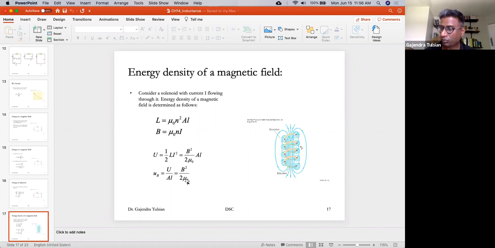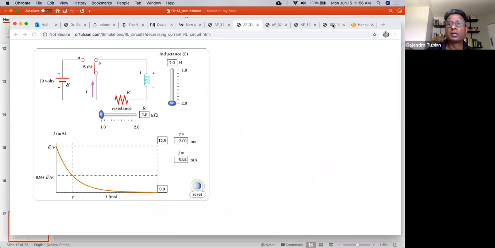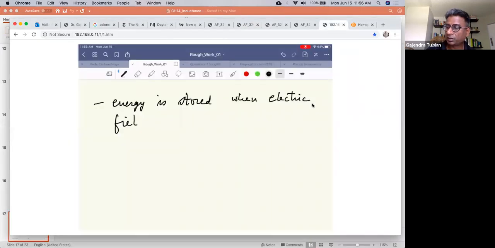All right, so what we are saying is energy is stored. In the capacitors chapter, you saw that energy is stored when electric fields are generated. So in a capacitor, when you charge a capacitor, you've stored energy in the form of electric fields.